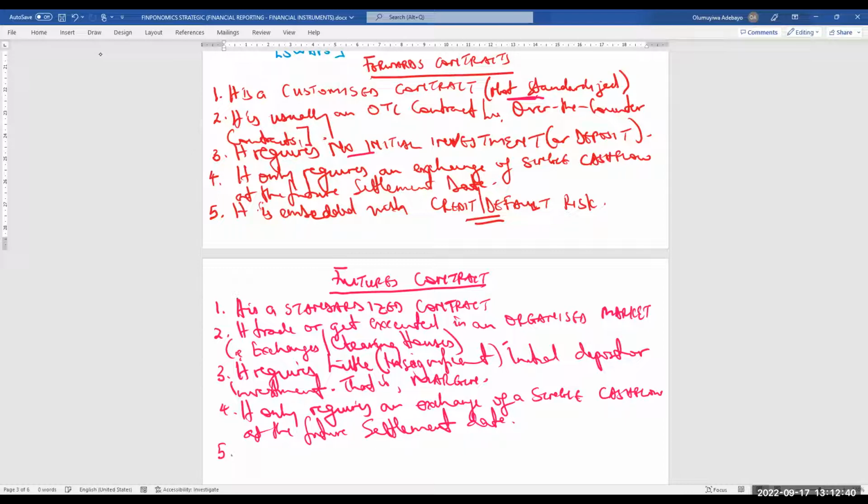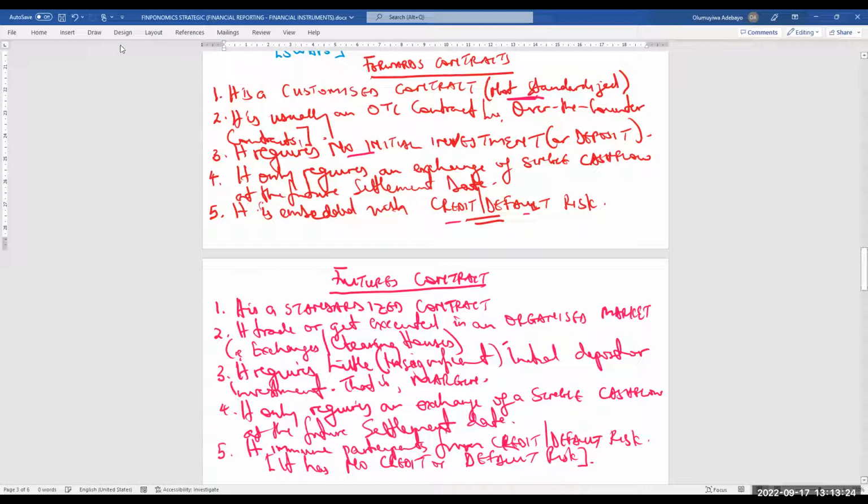And lastly, unlike forwards, which have credit risk, it's immune. Participants are protected from credit or default risk. What it means is that it has no credit or default risk. That is that.